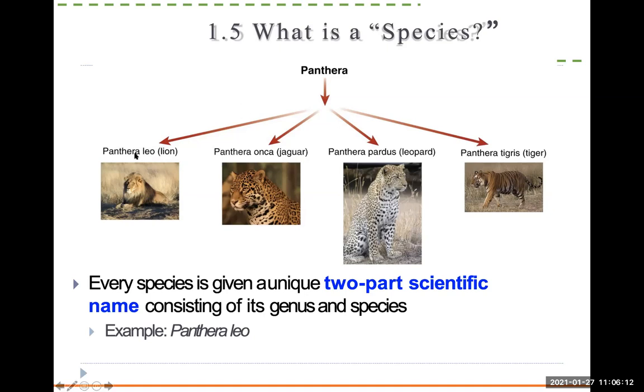So if you were to write genus and species, you're going to italicize it. If you were handwriting it, you're going to underline it. So it's a two-part scientific name, genus and species.